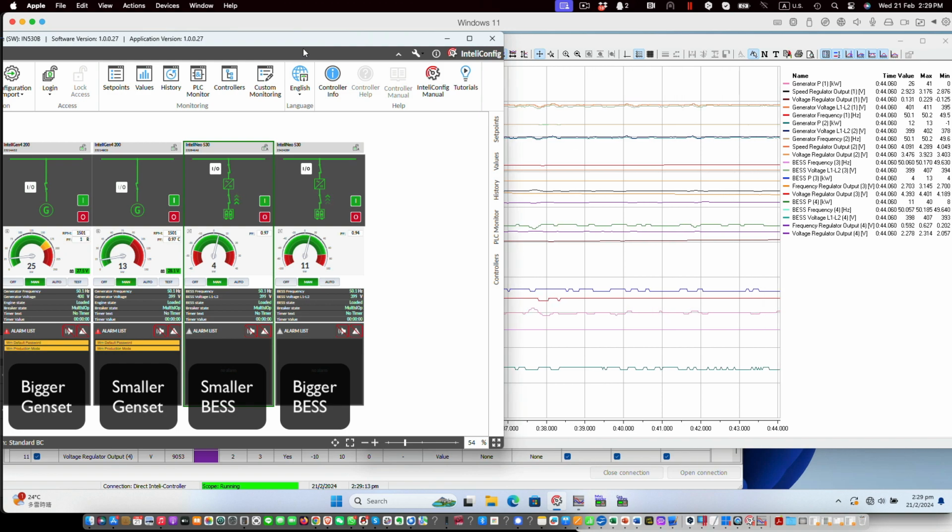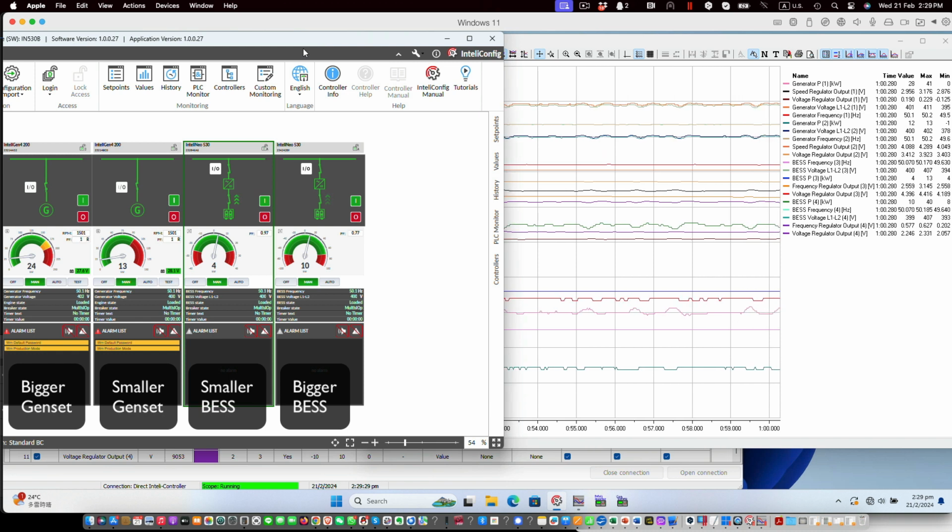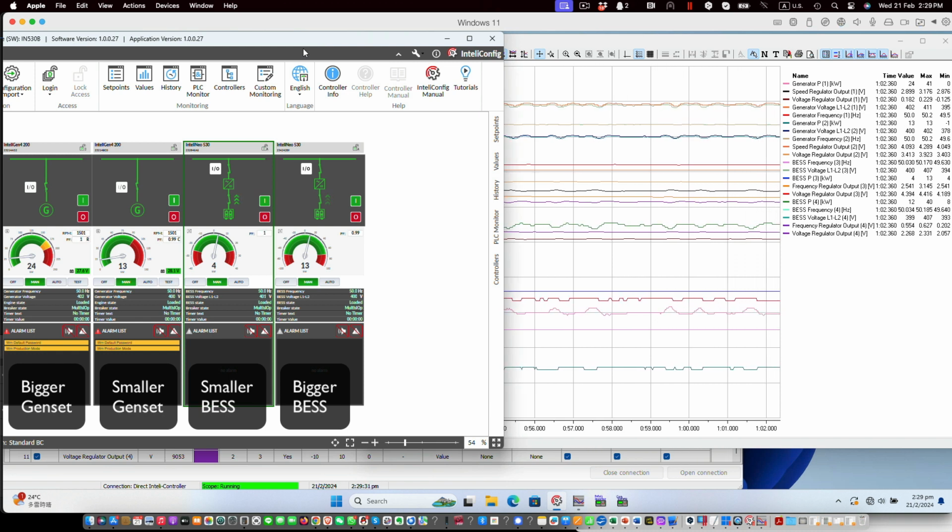To give a bit more detail, the two gensets are running with ComAp InteliGen 4200 controllers, and the two BESS systems are using ComAp's InteliNeo 530 BESS EMS controller, and they're running load sharing. All four devices are running load sharing.